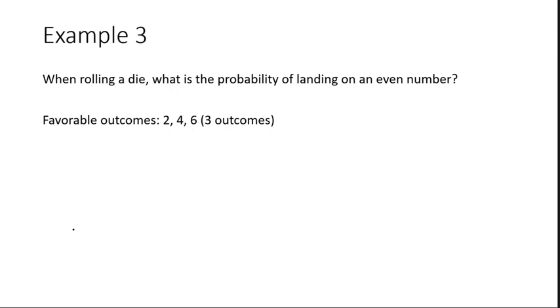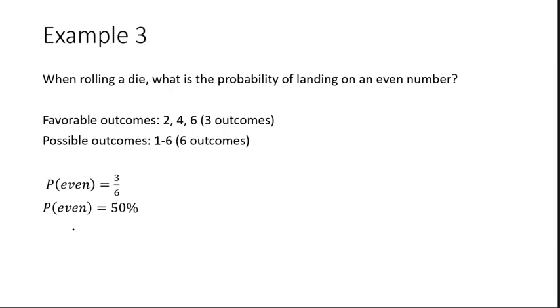And with a die, there are 6 possible outcomes because there are 6 sides on the die. So to find the probability of rolling an even, we would take the favorable of 3, divide by the possible of 6. So we have 3 divided by 6, which is equal to 1/2, which is 0.5 or 50%. So the probability of landing on an even number would be 50%.